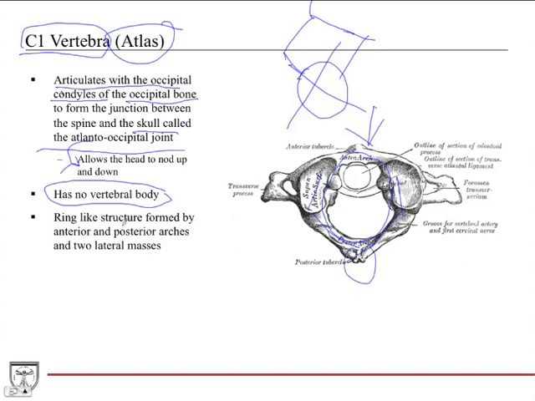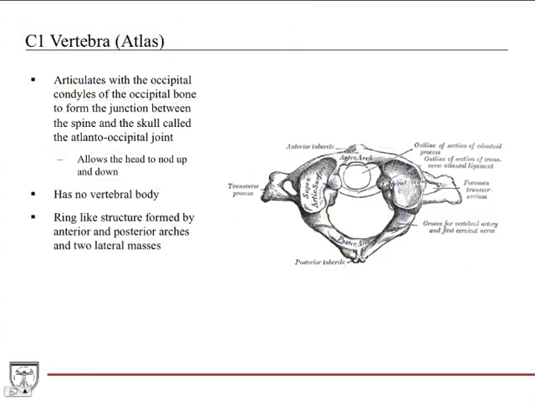And what happens is this ring-like structure forms anterior arches, which is here. You can see it labeled in your diagram here. And then posterior arch here. So again, it forms your anterior arch here, posterior arch here, and then if you divide it in half, these are called your lateral masses. Okay, so 2 lateral masses. 2 arches, 2 lateral masses.